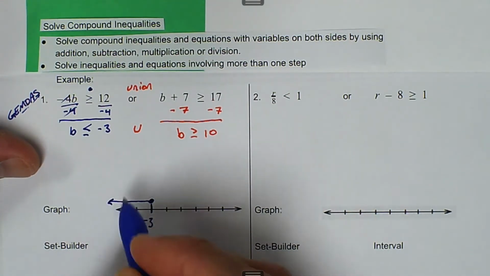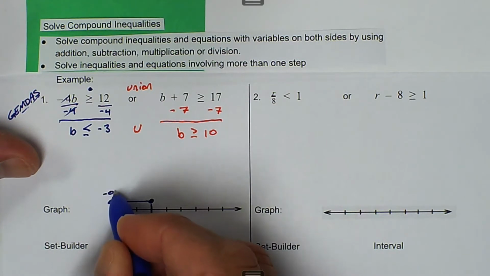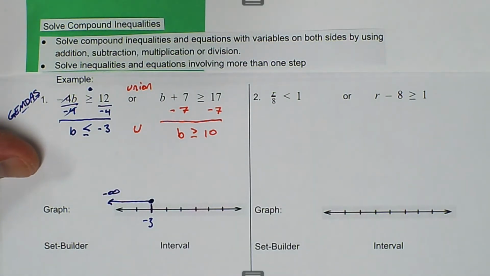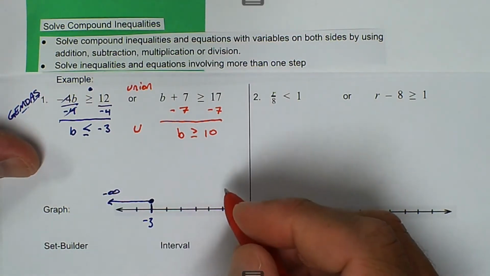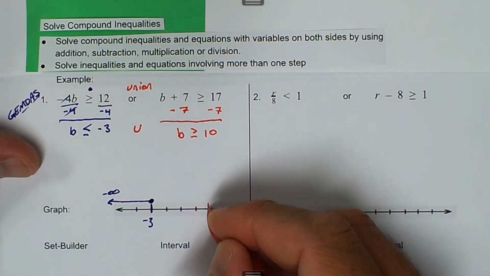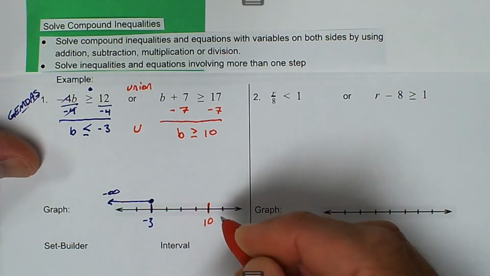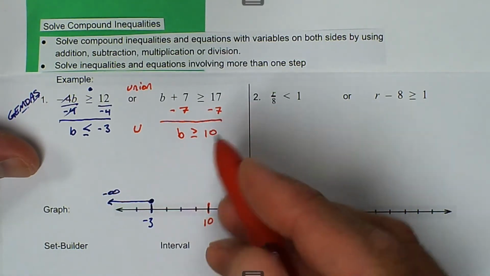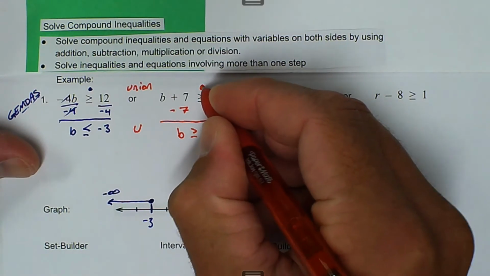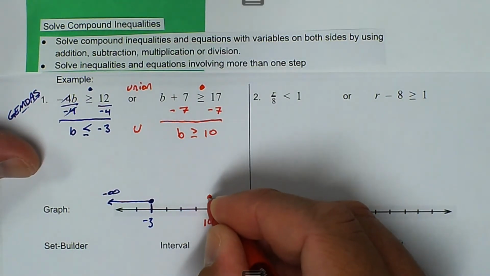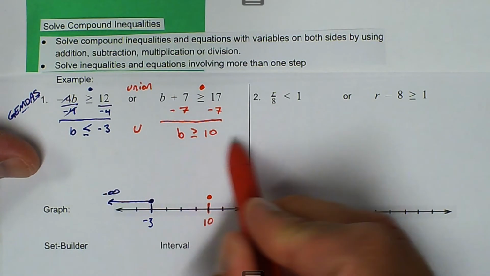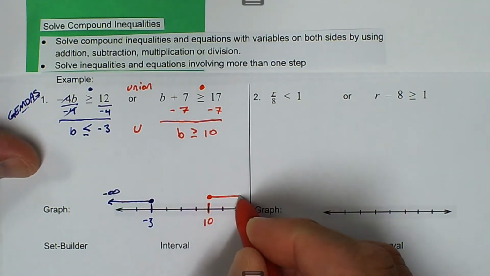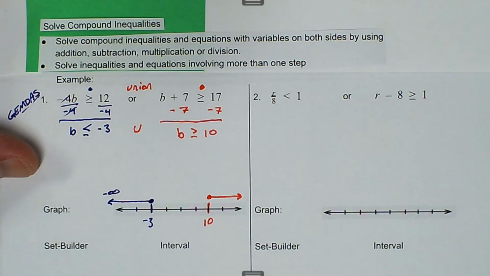Now this shading to the left means that this goes to negative infinity. That's what that arrow means. Then we have b is greater than or equal to 10. So I'm just going to pick that this represents positive 10. And at positive 10, we have a closed dot. So we have a closed dot at 10, and then we are shading to the right. So that's our inequality there.